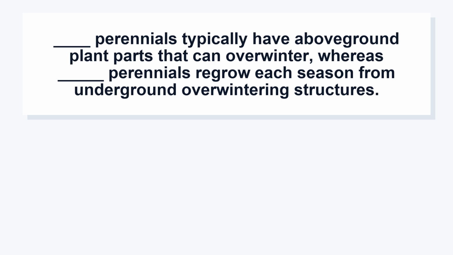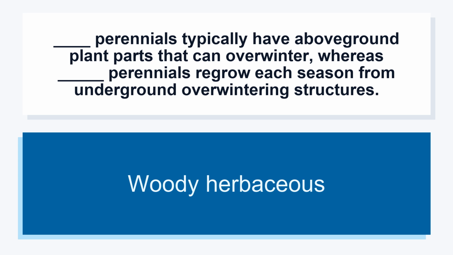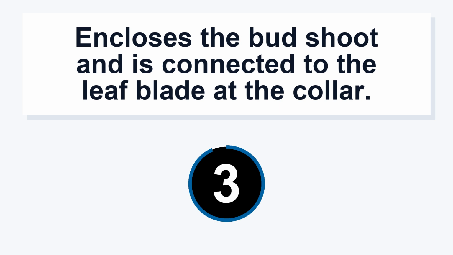Perennials typically have above-ground plant parts that can overwinter, whereas ______ perennials regrow each season from underground overwintering structures. Woody, herbaceous. Encloses the bud shoot and is connected to the leaf blade at the collar. Leaf sheath.